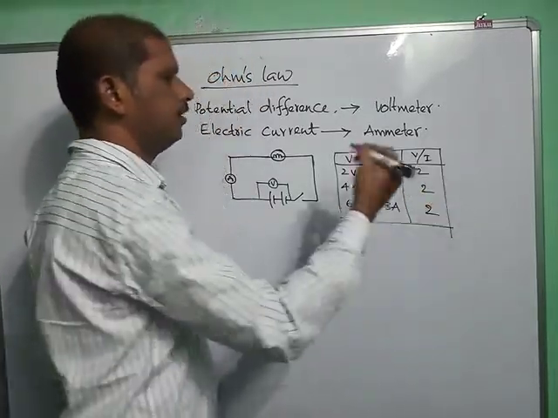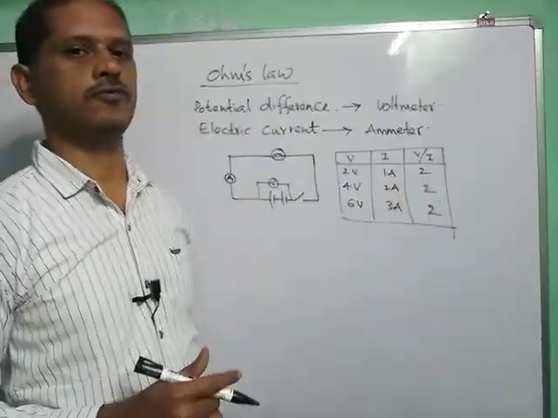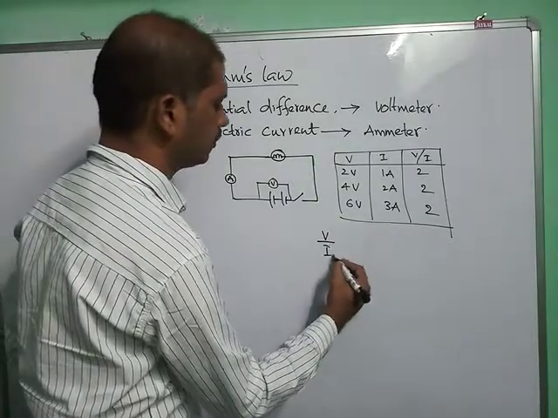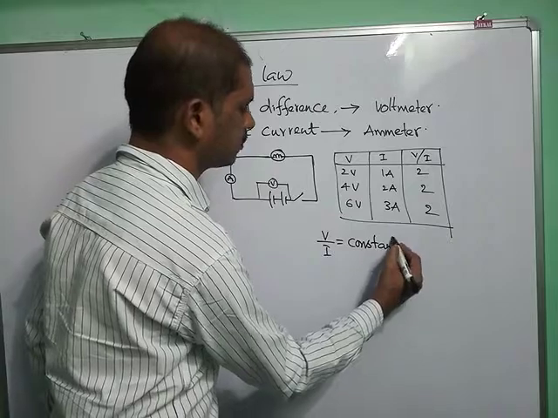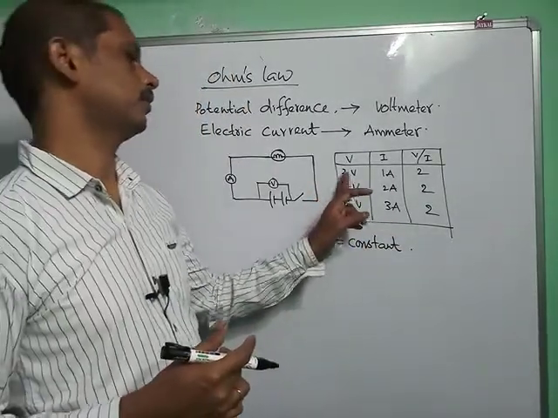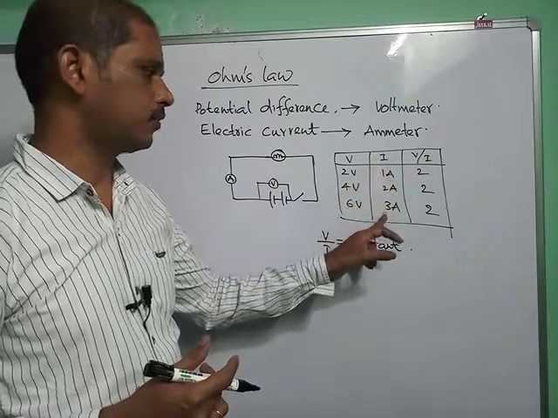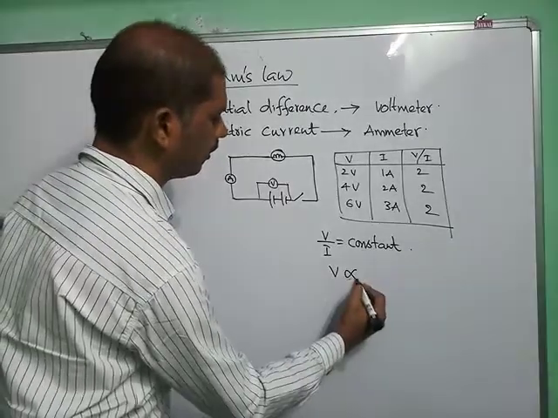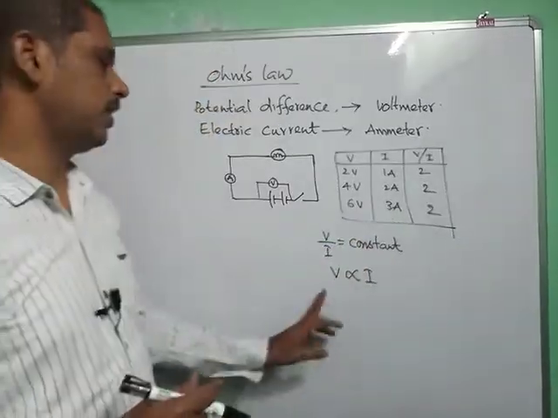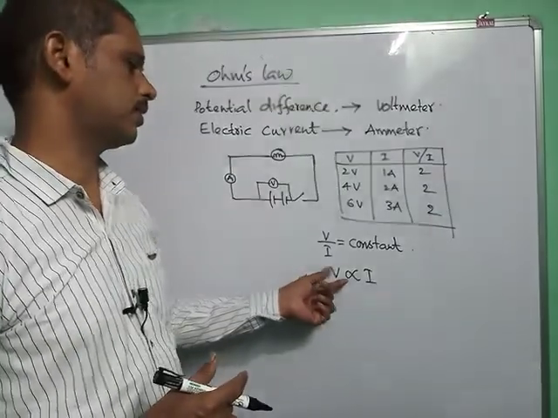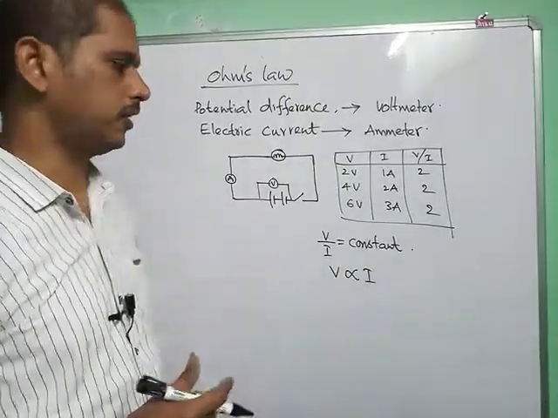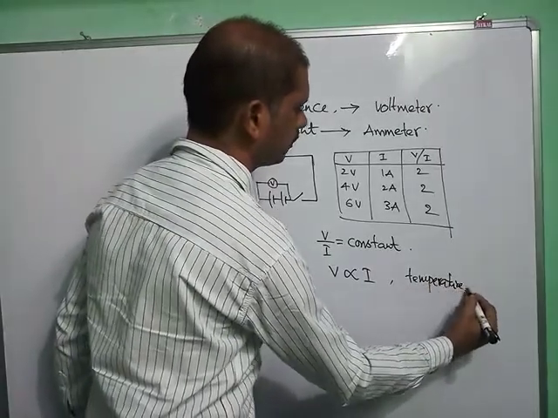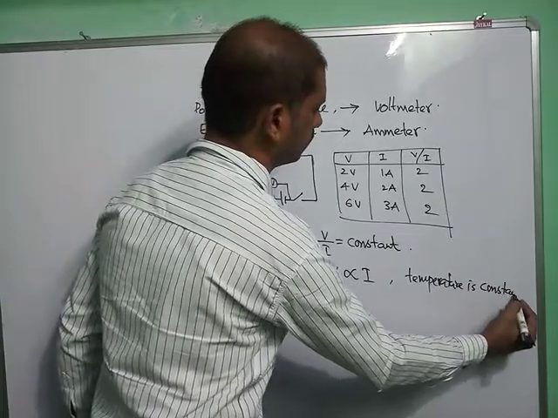You get a constant value for the ratio of V and I, that is, potential difference and electric current. So V by I is constant here. V by I is constant means that if you gradually increase V, the electric current also increases. So both are directly proportional to each other. V is directly proportional to I, meaning potential difference and electric current are directly proportional to each other when the temperature is constant. This is the condition.